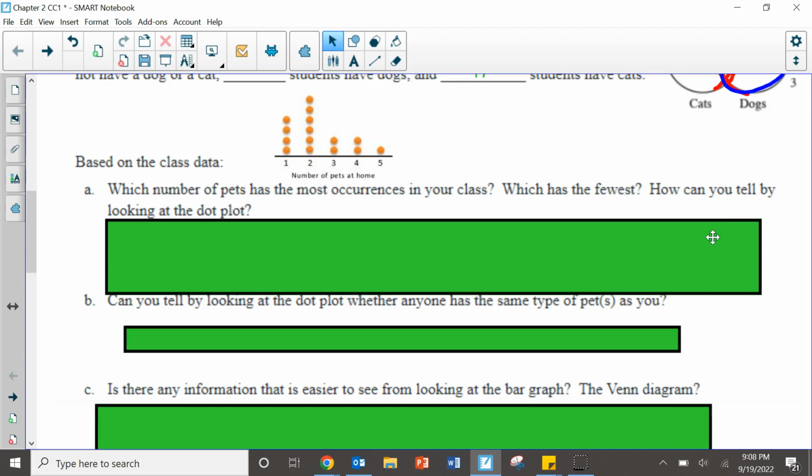Obviously it says in your class, but you're just going to use this one up here because I'm not there to make one for class. So which number of pets has the most occurrences in the dot plot above? Which one has the fewest? And how can you tell just by looking at the dot plot? Go ahead and pause the video and answer those, and then press play when you're ready.